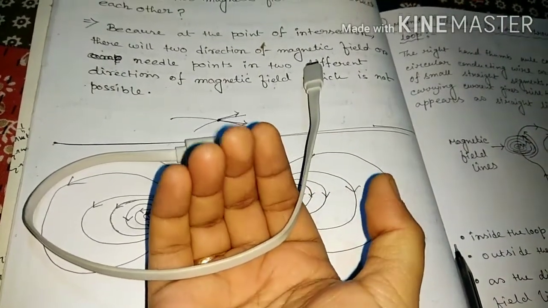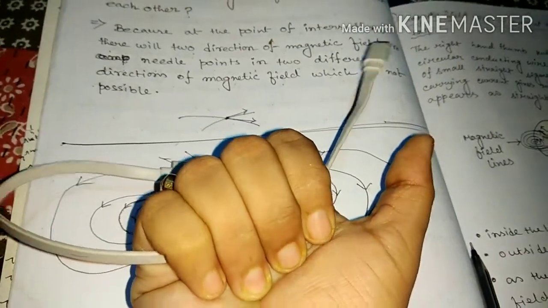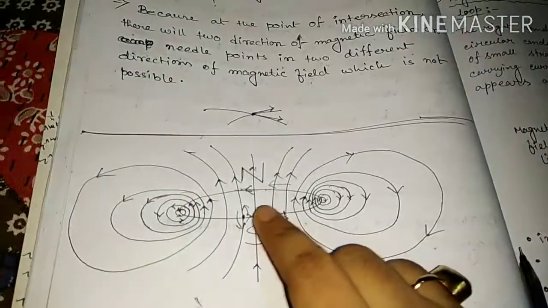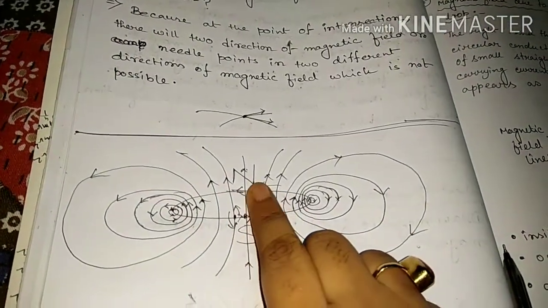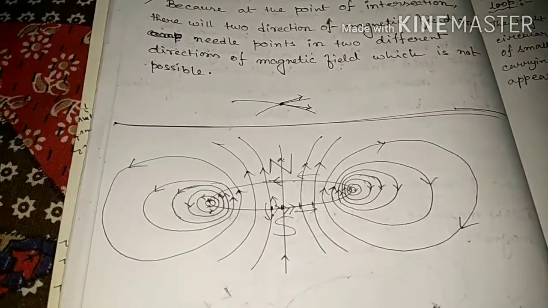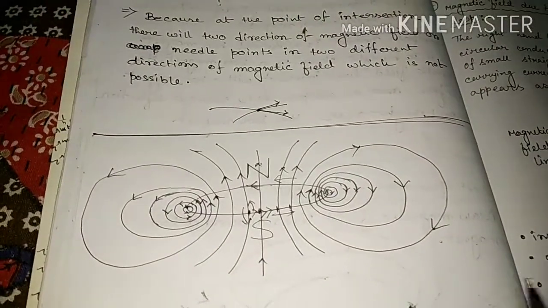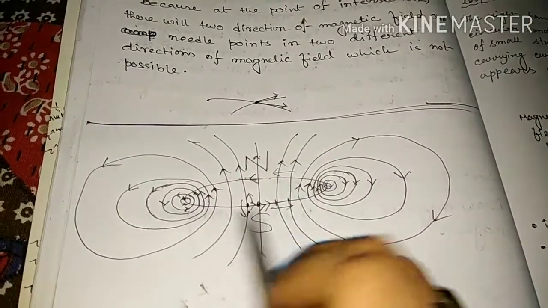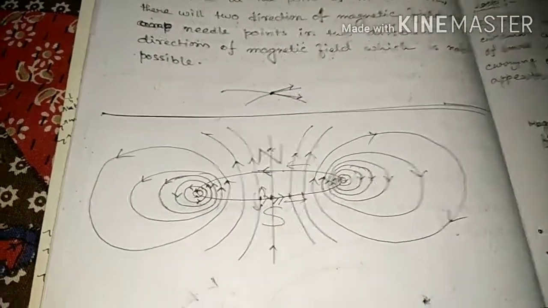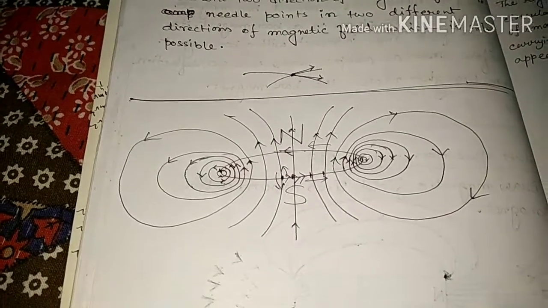So inside the loop the magnetic field is in the upward direction, and when you hold the wire, outside the wire it is in the inward direction. That is, outward direction for the inside of the loop, and inward direction for the outside of the loop. In this way we can find the magnetic field direction for the whole circular coil using the right hand thumb rule.